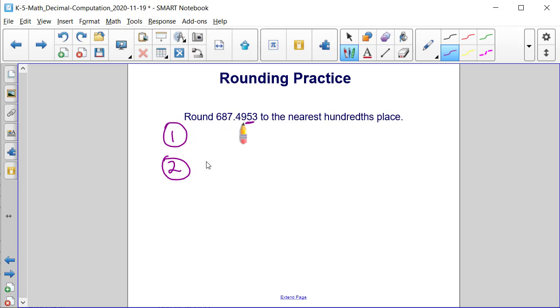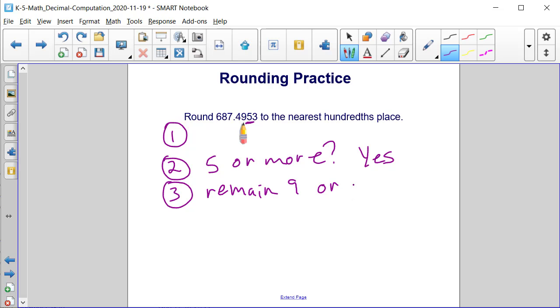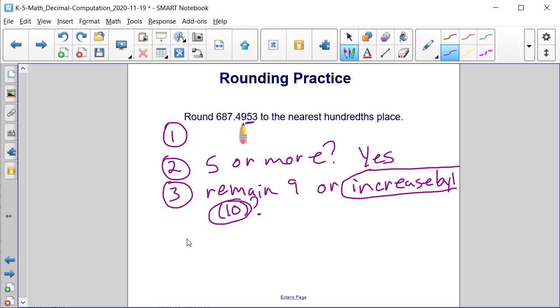Second step is: is the digit immediately to the right 5 or more? Yes, it is. It's 5. And then step number 3, because it's 5, does the 9 in the hundredths place remain 9 or increase by 1, which would make it a 10? The answer here is it increases by 1, which would make it 10.